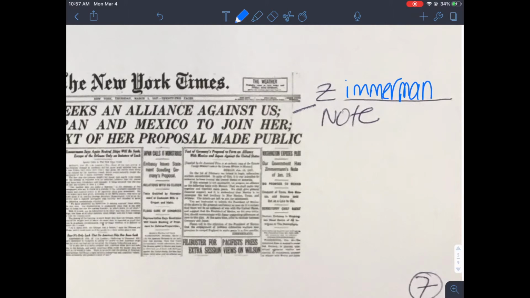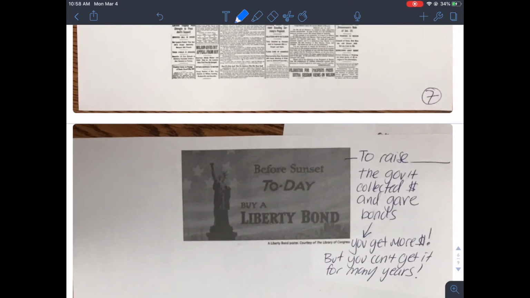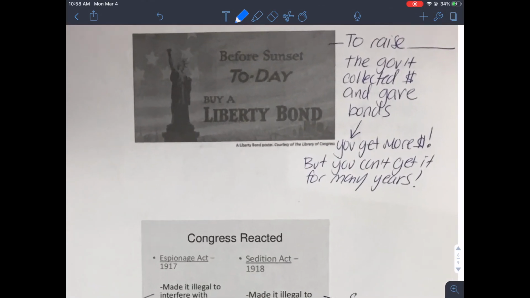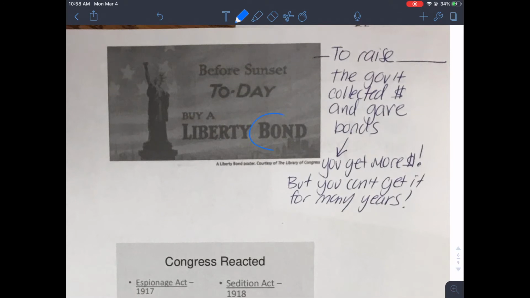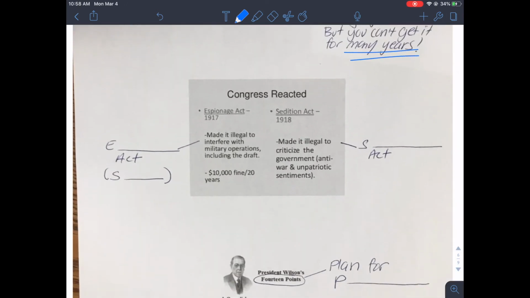This newspaper article talks about the Zimmermann Note, where Germany asked Mexico to attack the U.S. To raise money for the war, the U.S. government sold bonds. Basically, you would give the government, let's say, $10, and they would give you a piece of paper that says you would get $20 in about 15 to 20 years. So it was to raise money for the war.